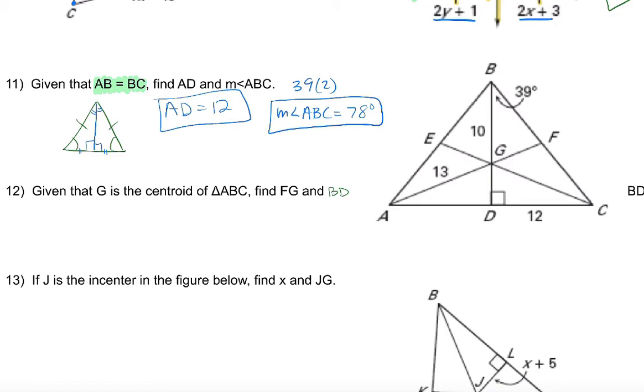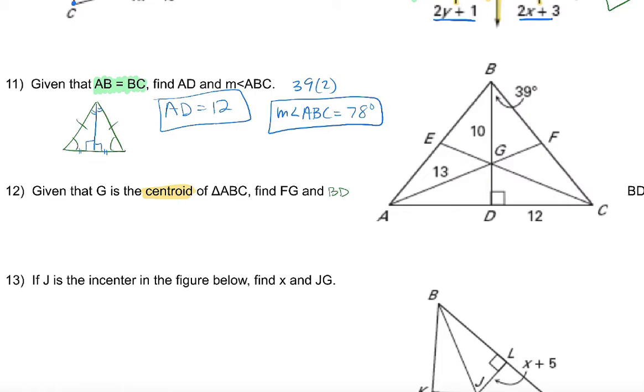On number 12, we're using the same picture, but on this one, they have used the word centroid. Remember that a centroid is formed by the medians, and it splits those medians up into a 1/3, 2/3 relationship. They said that we are supposed to find FG and BD.